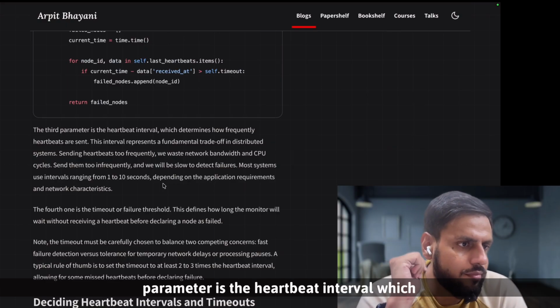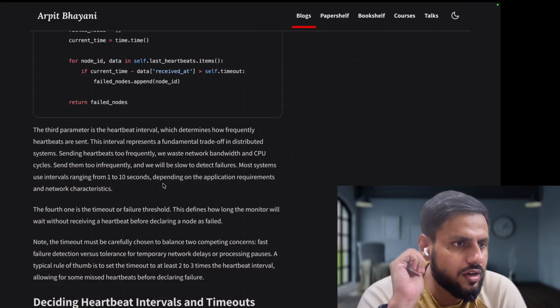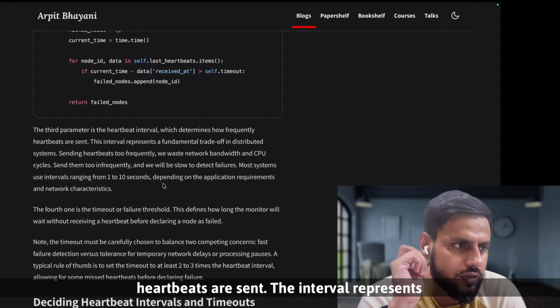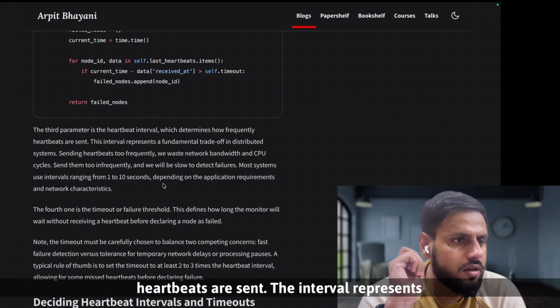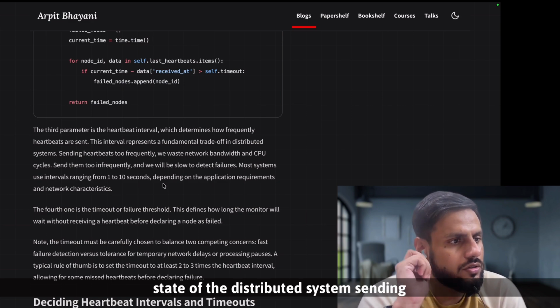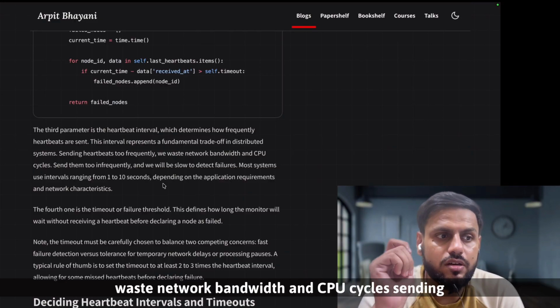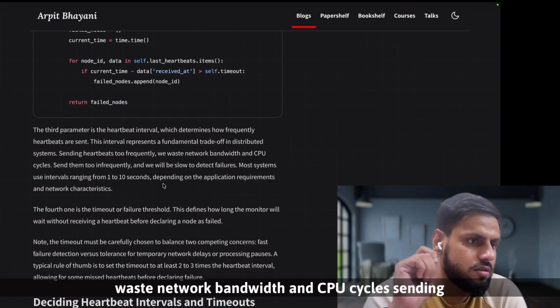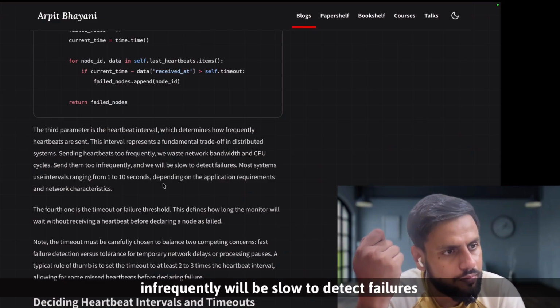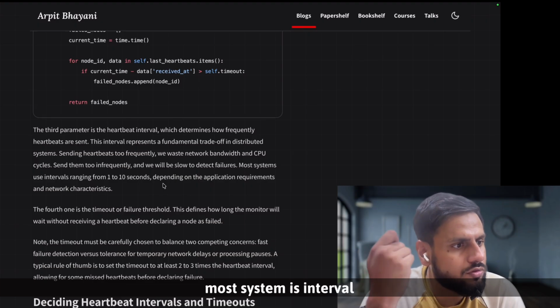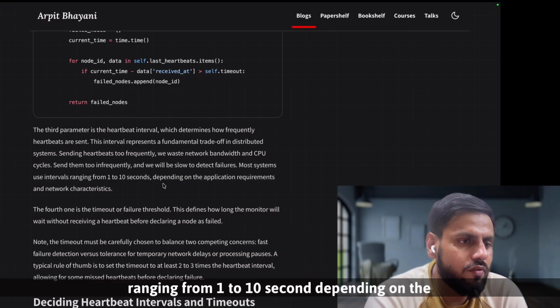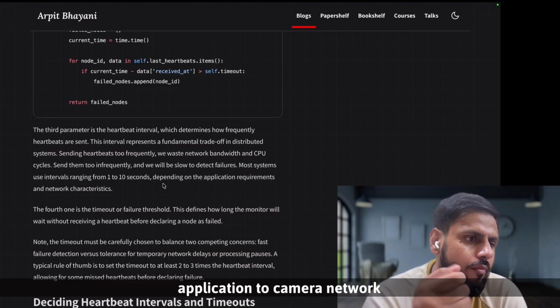The third parameter is the heartbeat interval, which determines how frequently heartbeats are sent. The interval represents a fundamental trade-off in a distributed system. Sending heartbeats too frequently wastes network bandwidth and CPU cycles. Sending too infrequently will be slow to detect failures. Most systems use intervals ranging from 1 to 10 seconds, depending on the application requirements and network characteristics.